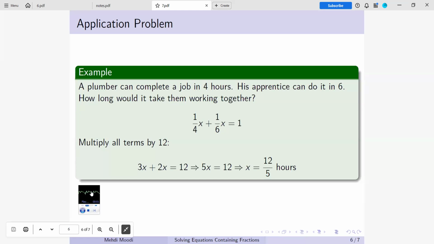When you see a shared work problem, you're really looking at rates. Each person contributes a fraction of the job per hour. Just don't try this in real life because not only is the apprentice slow, he probably won't do as good a job as the master plumber.